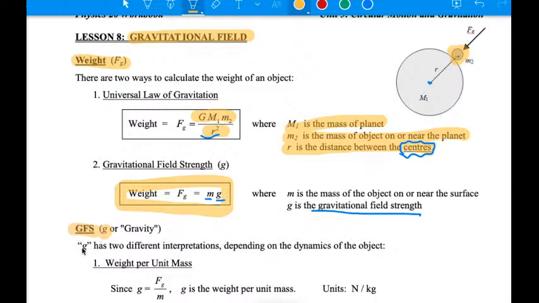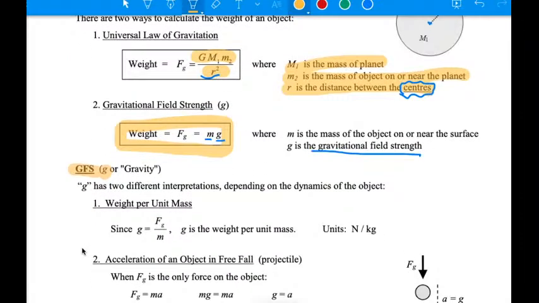And this is just our different ways of looking at gravity. So this is a newer way: weight per unit mass. When we rearrange our force equals mass times acceleration, we now have acceleration due to gravity or gravitational field strength, which are synonymous, equal to the force of gravity divided by the mass of whatever object we're trying to find the weight of. So it's always going to be a force over a mass, in newtons per kilogram.